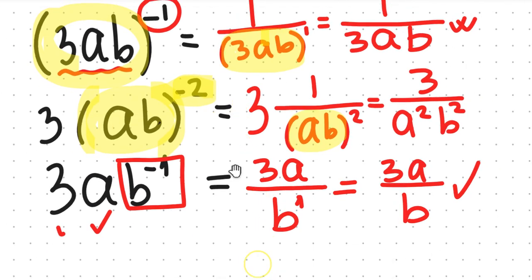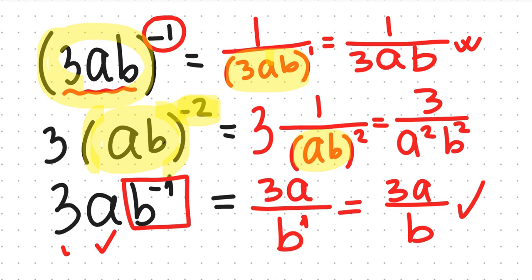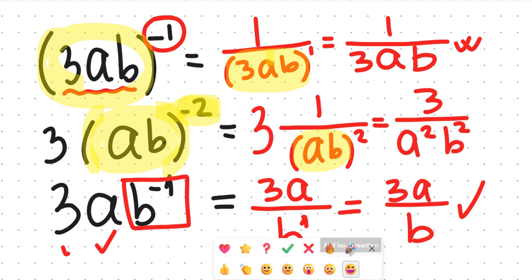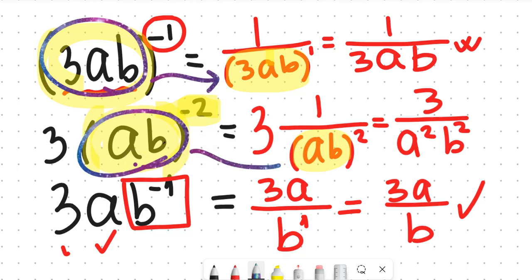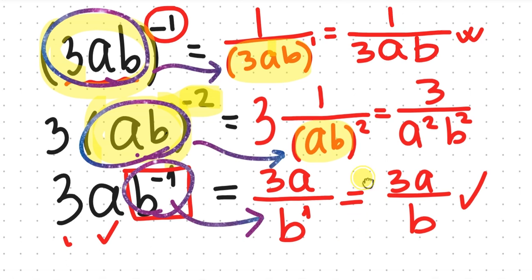So make sure that you check them together one more time and see if this is clear. So in the first question, only ab is to the power of negative 1, so 3ab goes down. In the second, ab is to the power of minus 2, so ab goes down. In the third, b is to the power of minus 1, so b goes down. If this was clear, I will give you one last question with this. Then we have one more topic to introduce today.